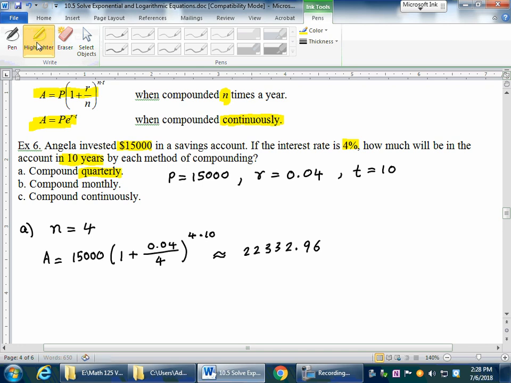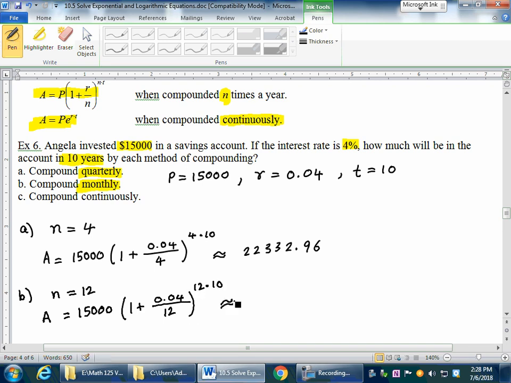And second is compounded monthly. So when we talk about compounded monthly, that will be B, n will be 12 months. So similarly, I'm going to put it into the formula. Here's my amount, 15,000, times 1 plus the interest rate, which doesn't change. But since it's compounded monthly, my n will become 12. So 12 times 10. So now use your calculator and see if you got the same answer or not.